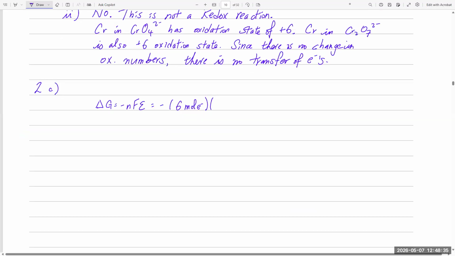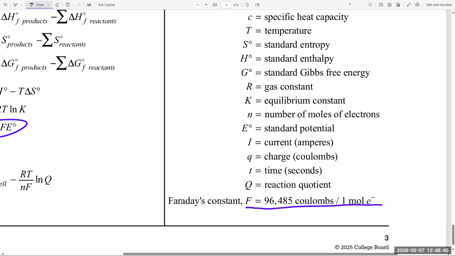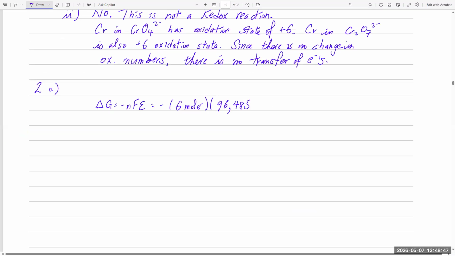96,485. It's going to be 96,485, right? And what is that? That's going to be coulombs per mole of electrons, right? And what is E? E in this case is in the problem.